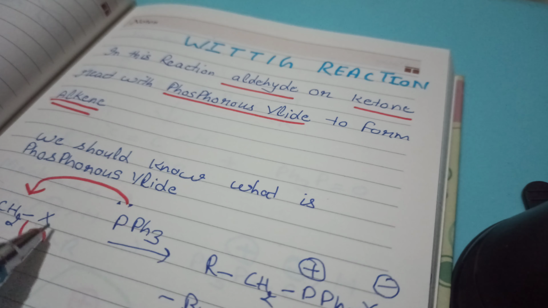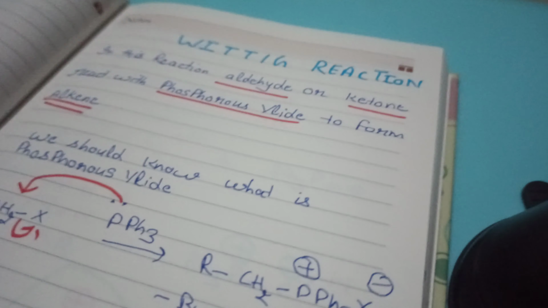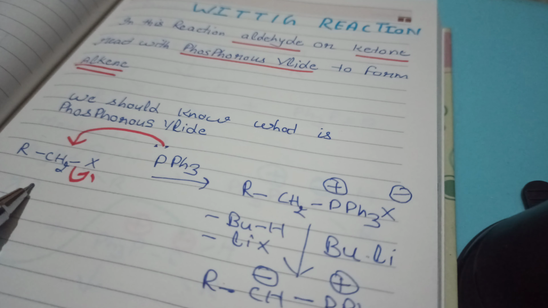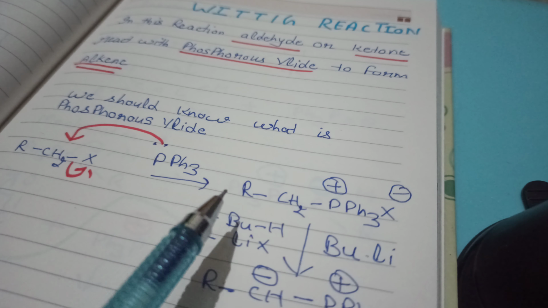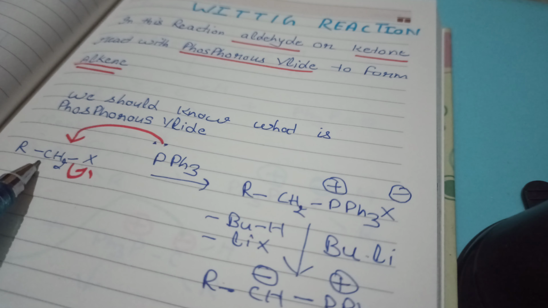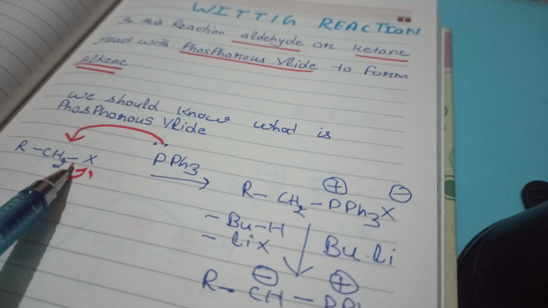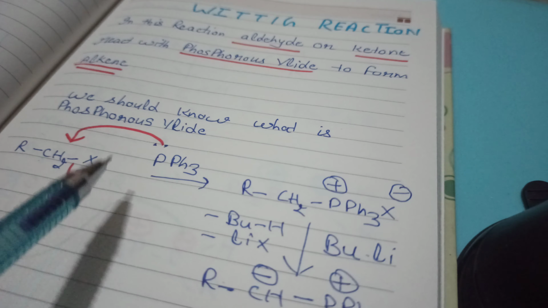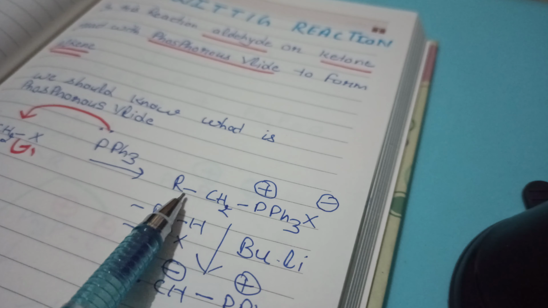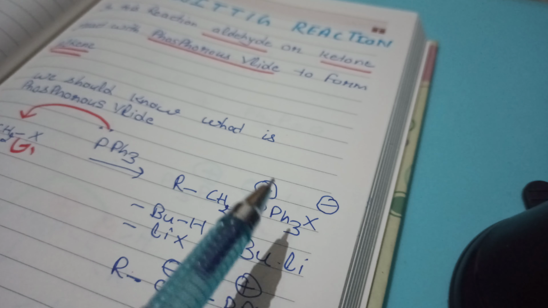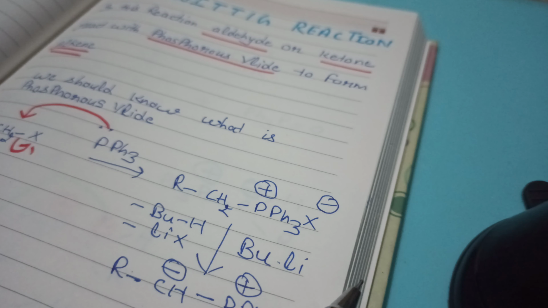Let us see. Firstly, on the alkyl halide, triphenyl phosphorus lone pair will attack on the carbon and halogen and bond is transferred to the halogen. And formation of this type of species takes place: RCH2 bond PPh3 positive, X negative.